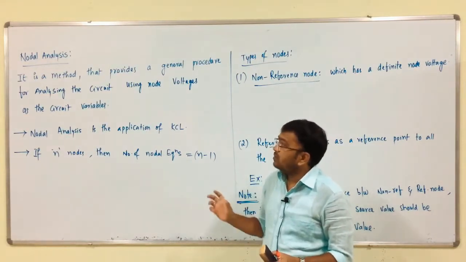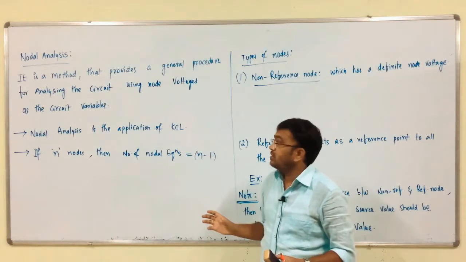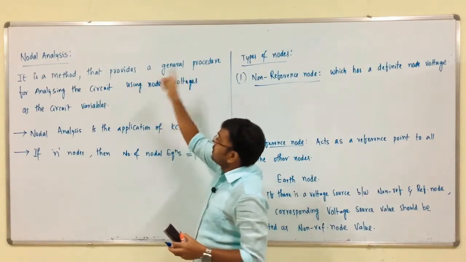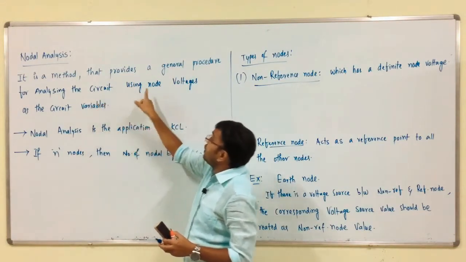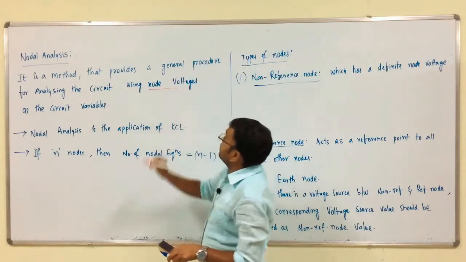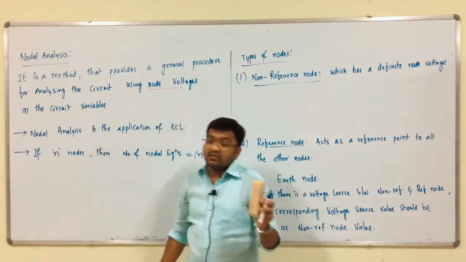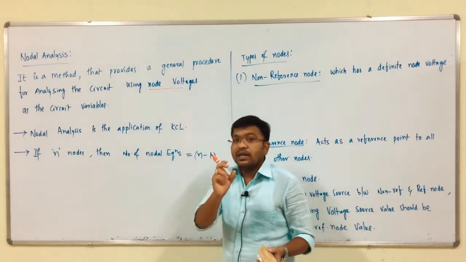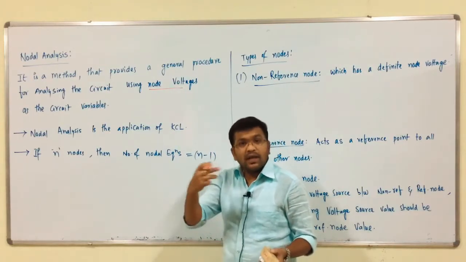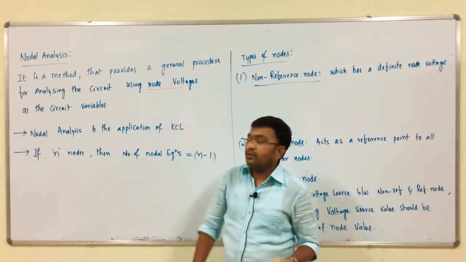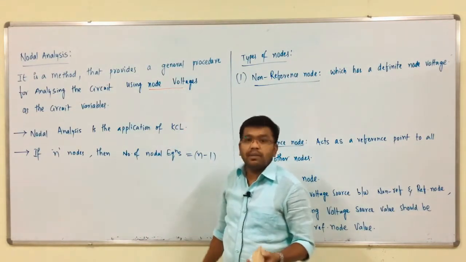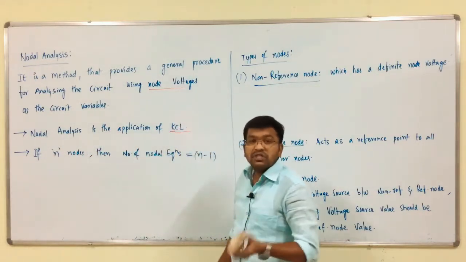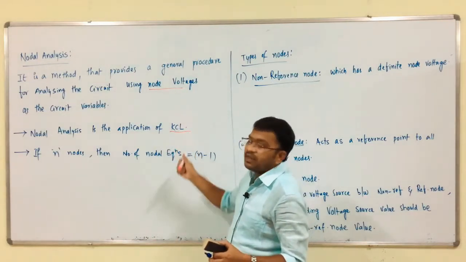So, before going to the problems, first we have to see the definition of nodal analysis. So, what is nodal analysis? It is a method that provides a general procedure for analyzing the circuit using node voltages as the circuit variables. In the case of mesh analysis, we analyze the circuit by varying the circuit current, which is the variable parameter in that circuit. Here the node voltage is the variable parameter. Nodal analysis is the application of KCL, whereas mesh analysis is the application of KVL.